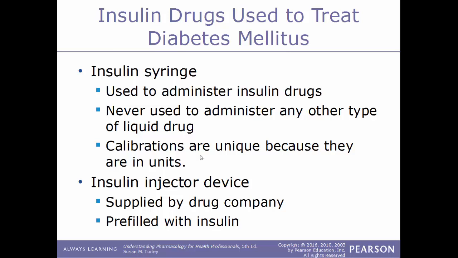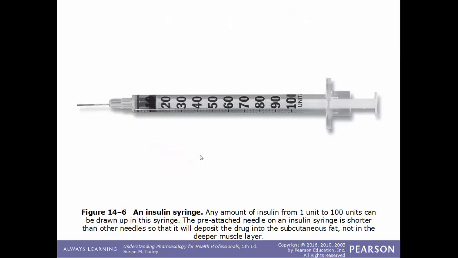You also use an insulin injector device, which will be supplied by the drug company, and these are already pre-filled with insulin, so nothing has to be measured. It's already ready for the patient. All right, in this image we have an example of an insulin syringe. You can tell by the very large numbers that indicate the number of units of insulin. Again, this is only used for administering insulin. It cannot be used for any other type of liquid drug.